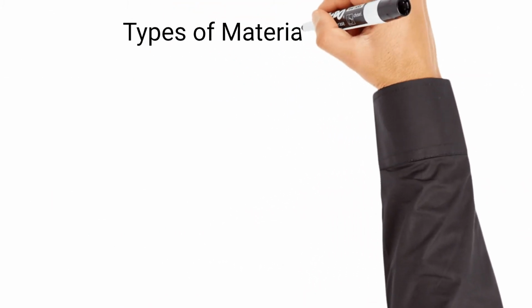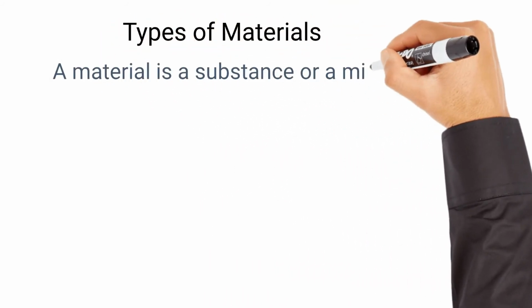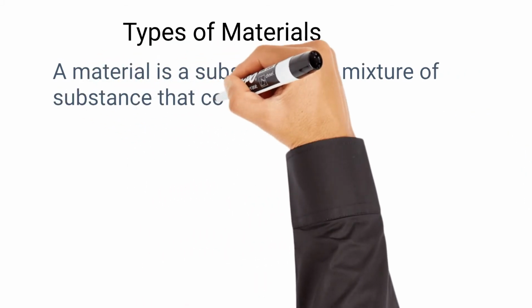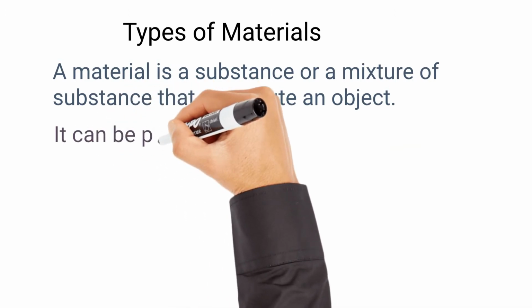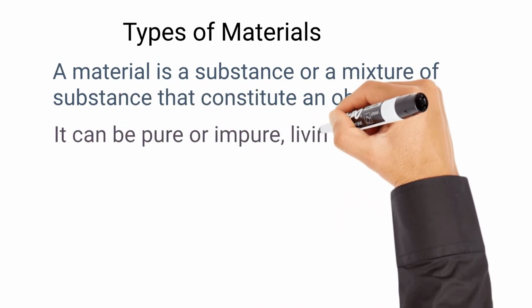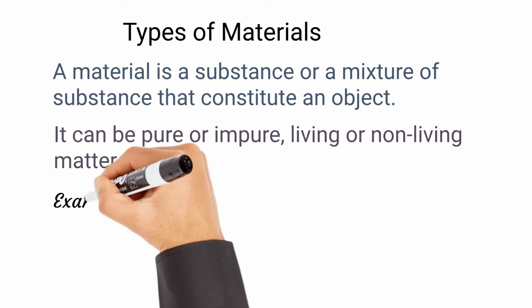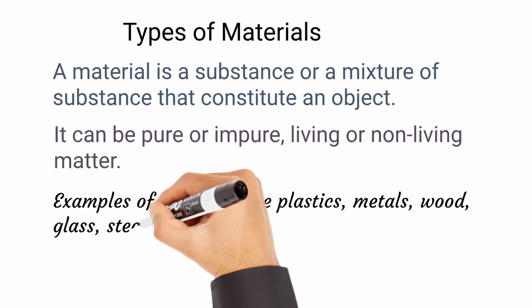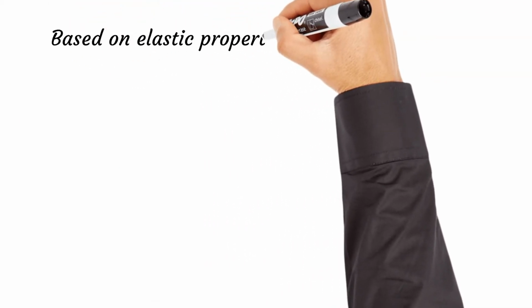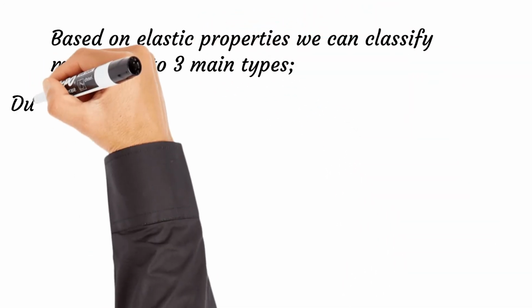Now, types of material. A material is a substance or a mixture of substances that constitutes an object. It can be pure or impure. It can be living or non-living matter. Examples of materials are plastics, metals, wood, glass, steel, paper, sand, etc. Now, based on elastic properties, we can classify materials into three main types.